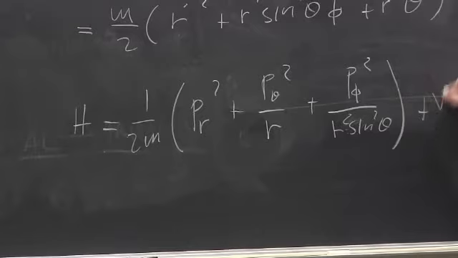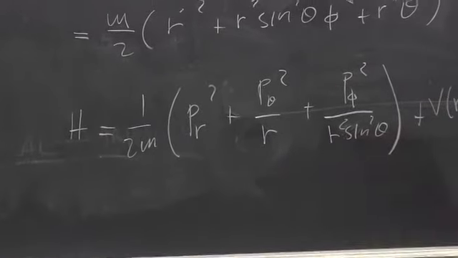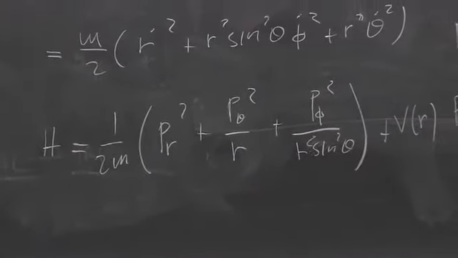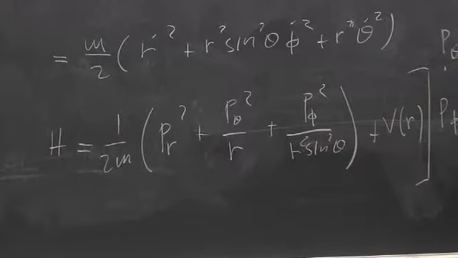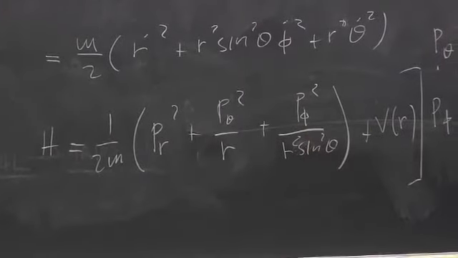And if you add the potential of a central force, you have the Hamiltonian for the motion in the central force. For instance, the Bohr hydrogen atom, or the motion of the Earth about the Sun.